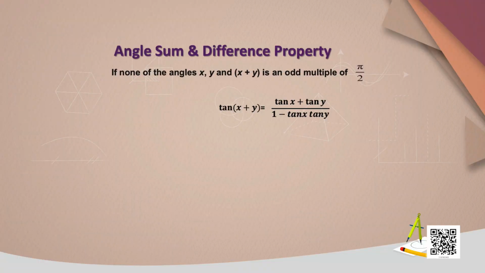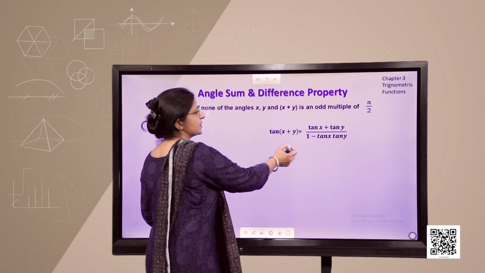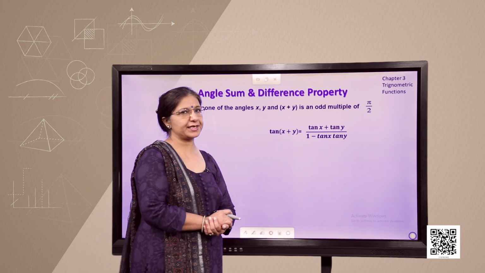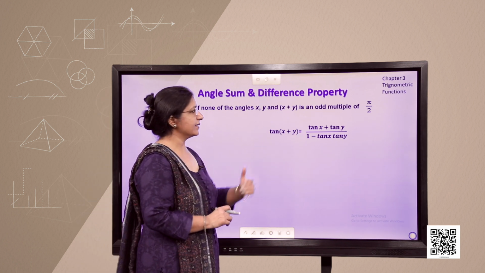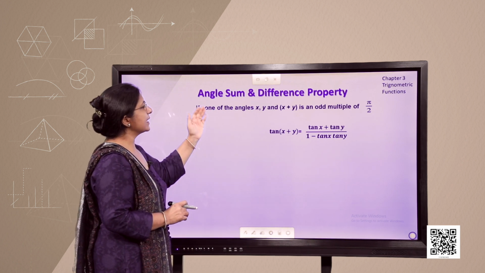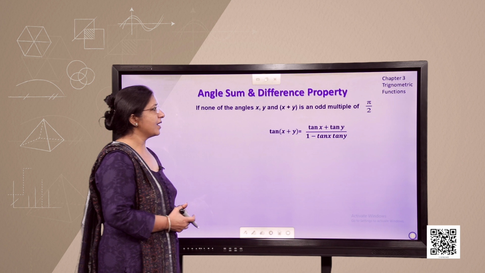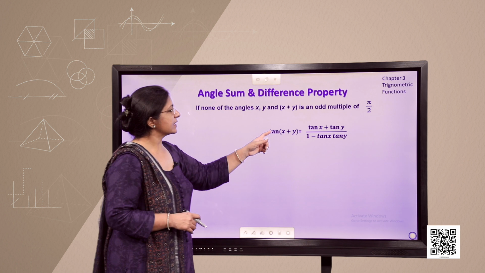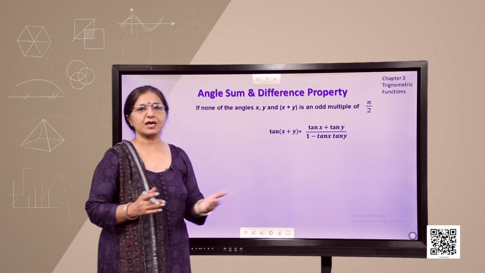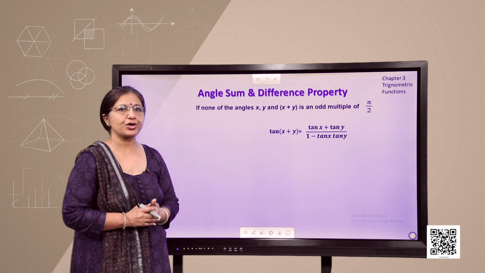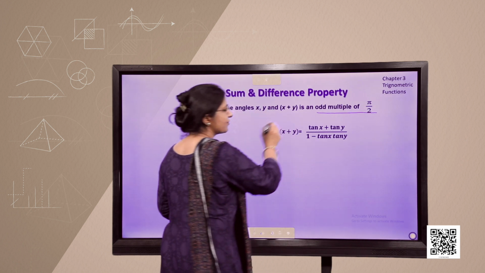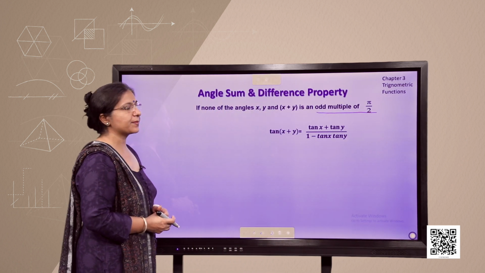Now, the angle sum and difference property for the tangent function, that is, tangent of x plus y is equal to tangent x plus tangent y upon 1 minus tangent x tangent y. Before proving this identity, we need to ensure that none of the angles x, y and x plus y is an odd multiple of pi by 2. Why? Because whenever we take the tangent function, the cos function comes in the denominator and the denominator should not be equal to 0. That's why we ensure that x, y or x plus y is not an odd multiple of pi by 2.